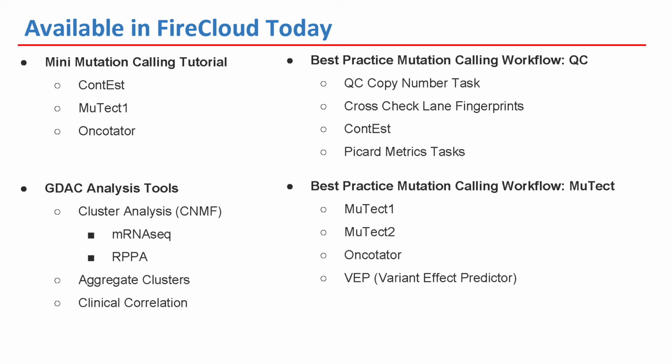Our best practice mutation calling workflow is actually one of 4 parts. We have 2 of them available now. One is the calling module, which has QC, copy number, cross-check fingerprints, ContEst, and Picard metrics. The second one is the actual calling workflow: MuTect1, MuTect2, Oncotator, and Variant Effect Predictor. So that's what's available now.